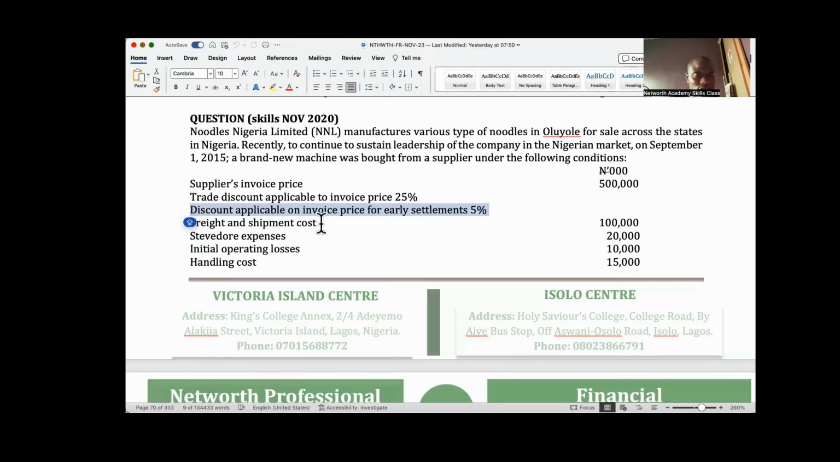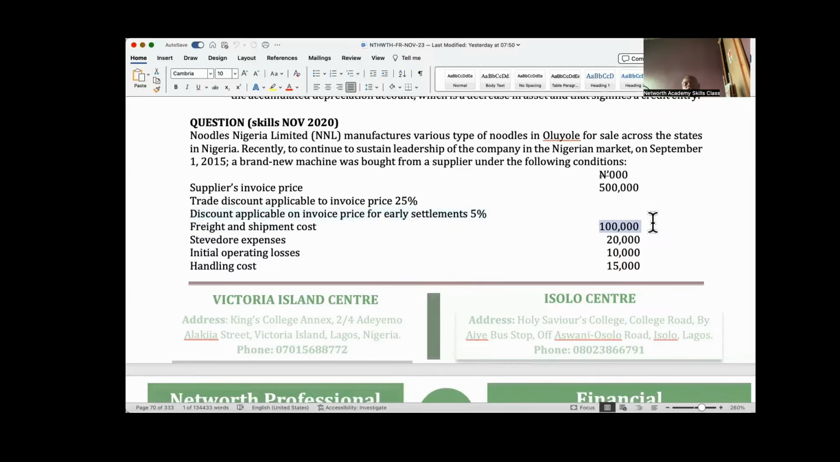So please don't forget, we are still going to solve a question that has to do with this again. I hope you remember then. Then the next one is freight and shipment costs of 100,000. Freight and shipment cost. Are we capitalizing this? Yes. This is similar to initial delivery. Freight and shipment cost should be capitalized.